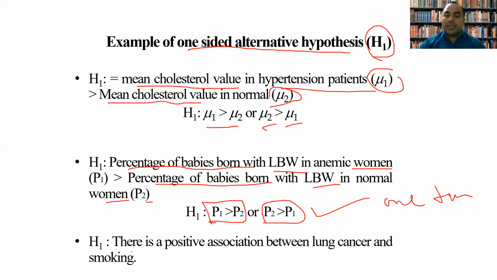And again, another example of alternative hypothesis: there is a positive association between lung cancer and smoking. So here, again, there is a positive association. That means direction is clear. So we can say this is a one-tail test or directional test.